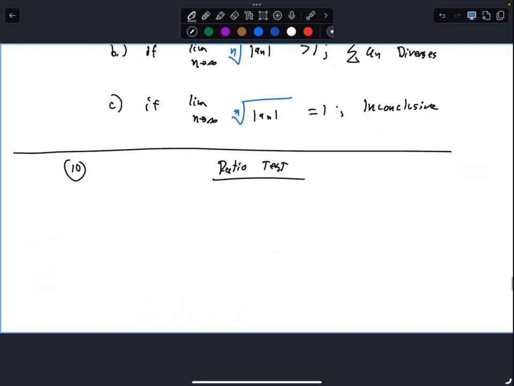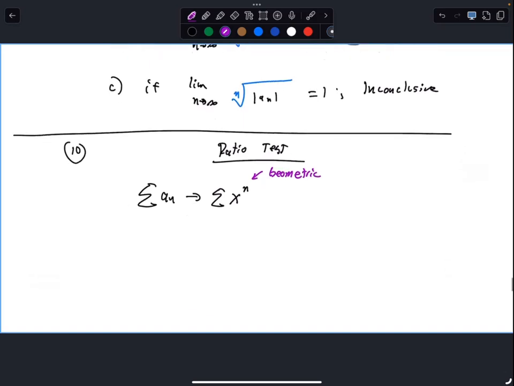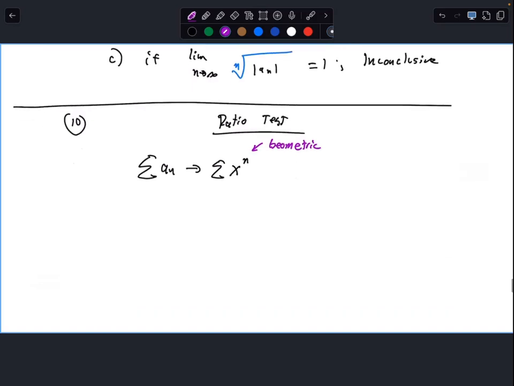So you want to do this if your series a sub n has something like x to the n, which does have a special name, but basically the proof behind it is that we're going to treat this like a geometric series. If this series is geometric, and this will lead a lot into our next lecture, then we know that the series of x to the n converges when what? When the absolute value of x is less than 1, right?